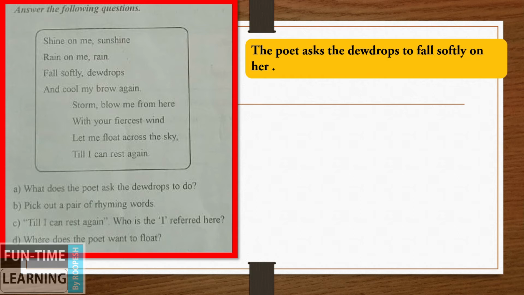Pick out a pair of rhyming words. We know rhyming words. Rhyming words are the similar sounding words.